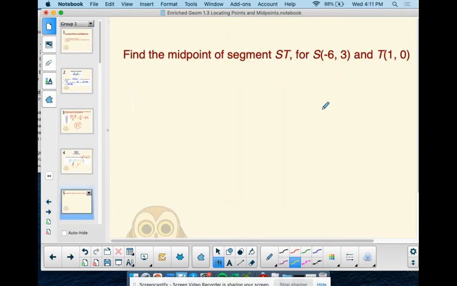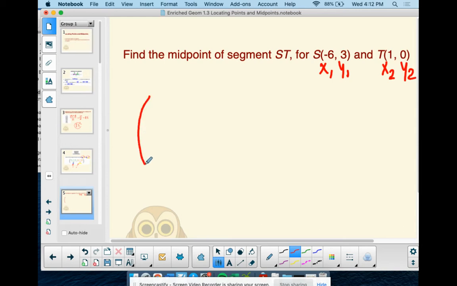So we are asked to find the midpoint of segment ST if S is at negative 6, 3, and T is at 1, 0. So again, I like to label my points, at least to start off with, so I don't make any mistakes. Remember, each ordered pair gets an X and a Y. And now we plug in.